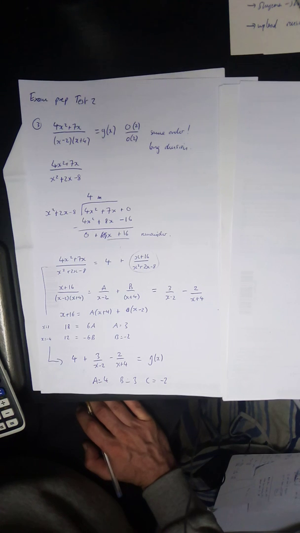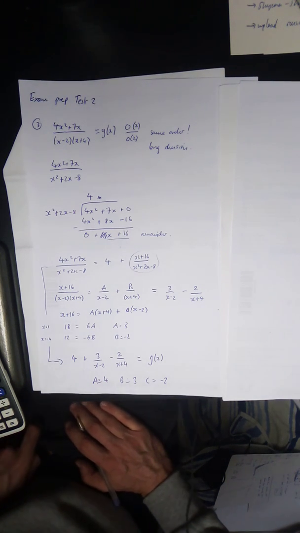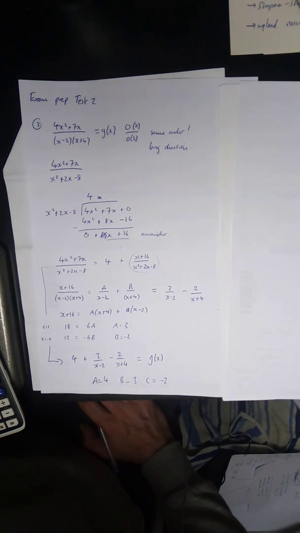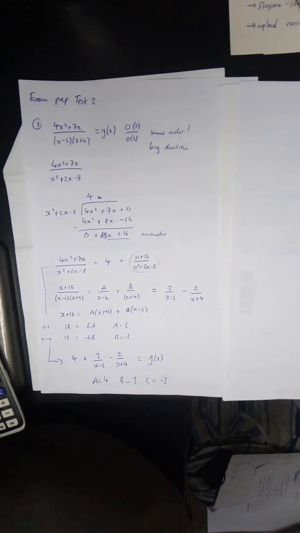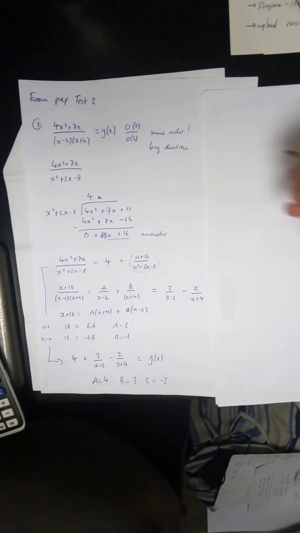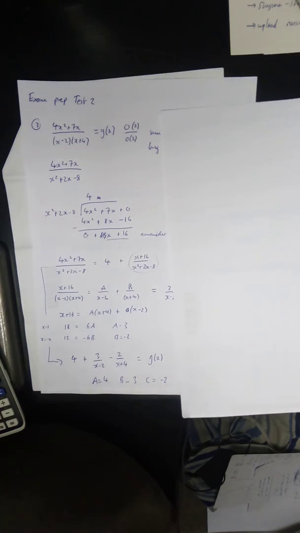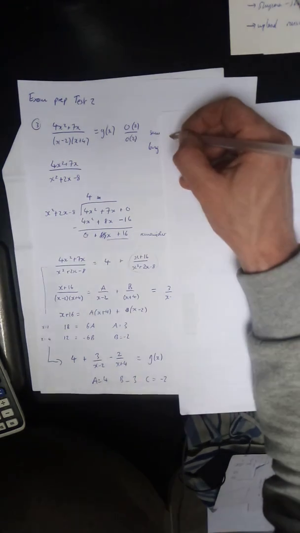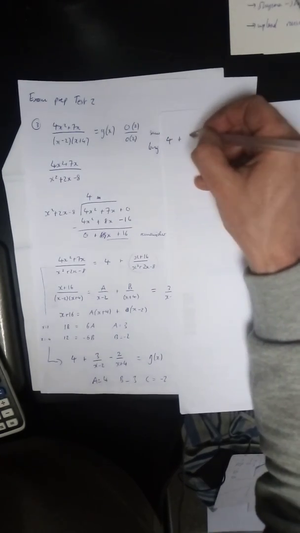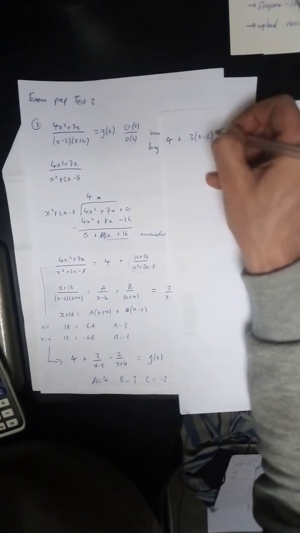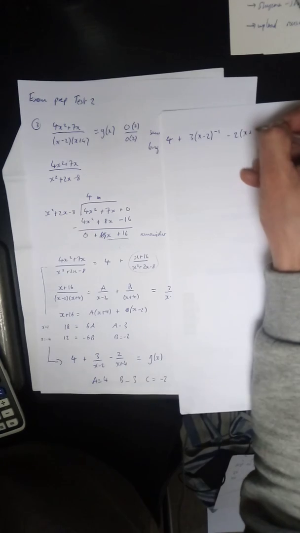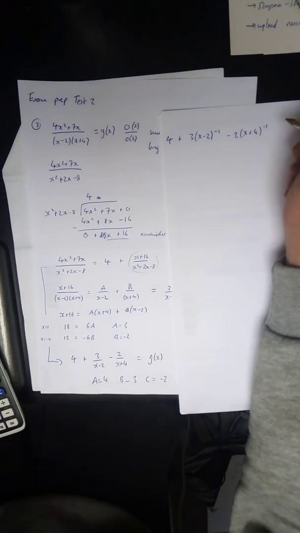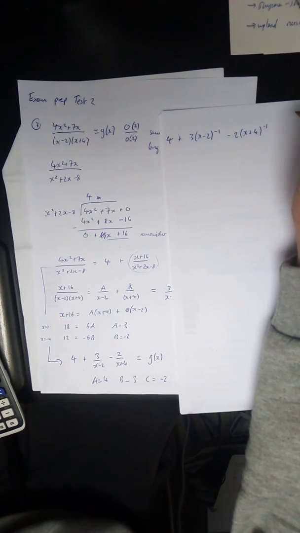All right, hence or otherwise expand in ascending powers of x as far as the x squared term, giving each coefficient as a simplified fraction. Now, how are we going to do this? Maybe over here. Is there enough room? Let's have a look. So we want 4 plus 3, I'm going to write it like this, (x minus 2) to the minus 1, minus 2, (x plus 4) to the minus 1. Is that in a form we can expand yet?